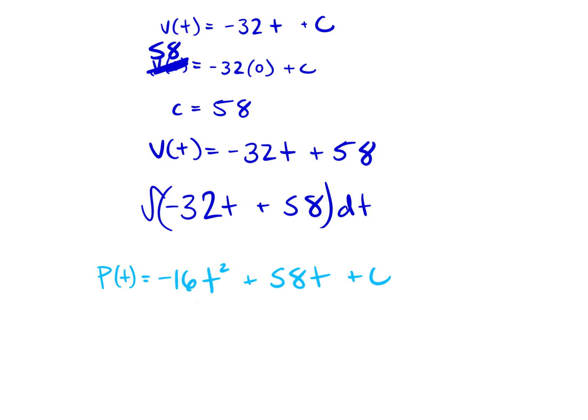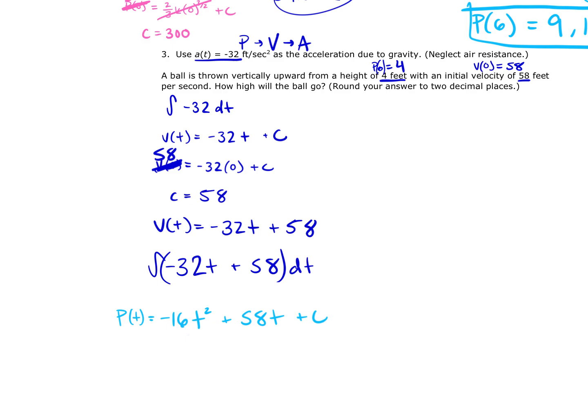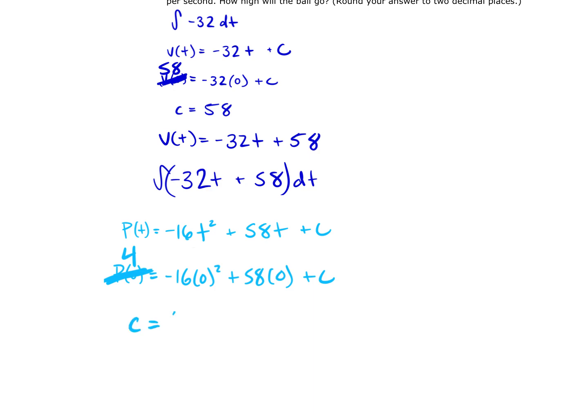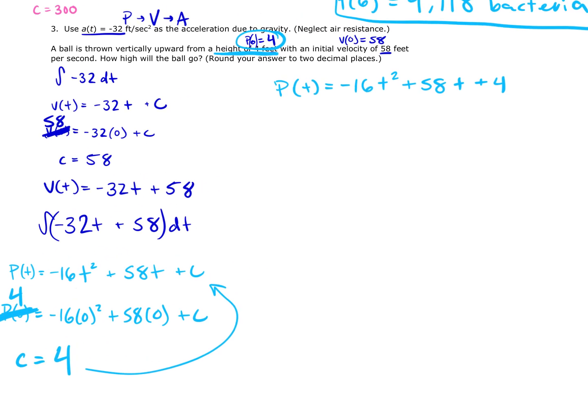Let's find what our c is in our position function. So we've got to solve for c now. What do you think would help us solve for c? Awesome. So our ball was thrown vertically upward from a height of 4. So our starting height was 4, the starting position. So p of 0 equals 4. So p of 0 equals, I'm going to plug in 0 into all of my t's. So negative 16 times 0 squared plus 58 times 0 plus c. And p of 0 is 4. So what does c equal? 4. Awesome. So our position function, when I plug that in, I'll call it p of t equals negative 16t squared plus 58t plus 4. So this is kind of step 1. If you can find this, you're off to a pretty good start.